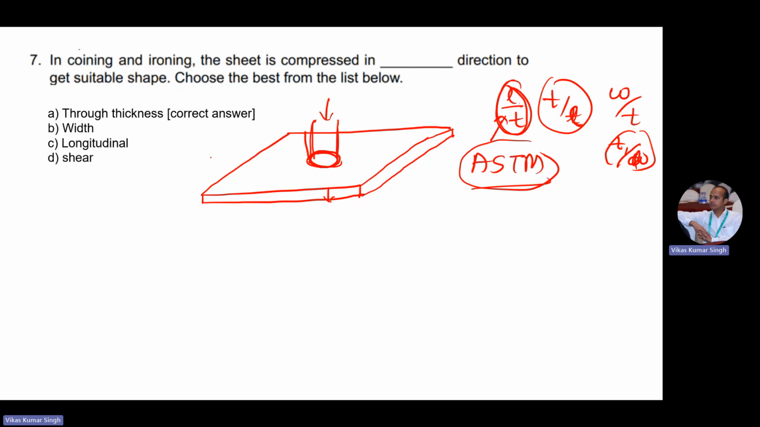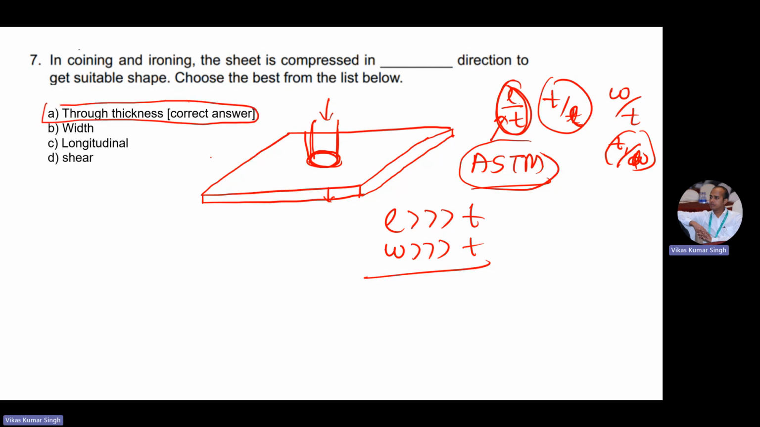So if this condition is there, where L is very, very large or W is very, very large compared to T, this is nothing but the sheet. So we always punch along the sheet thickness direction. So thickness direction is nothing but your thickness, in the coining or ironing process. So I hope this is clear. This is very simple.